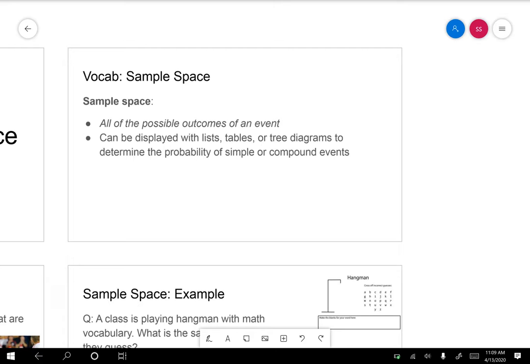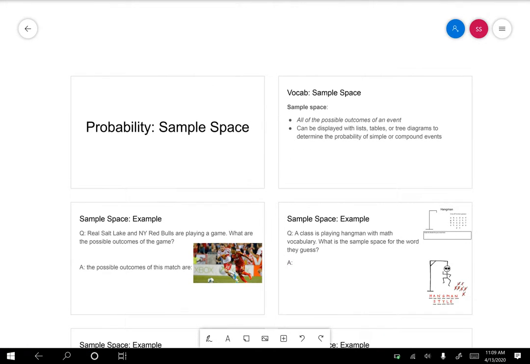So when we're talking about sample space and probability, you can display it in a few different ways, and we'll go over these more tomorrow. But basically, you can display it with lists, so just write out the different outcomes. You can use tables, tree diagrams, which we haven't talked about yet, but we will in the next couple days. Sample space can be used to determine the probability of simple or compound events. We've only been talking about simple events so far, but we'll get into compound events in the next couple days.